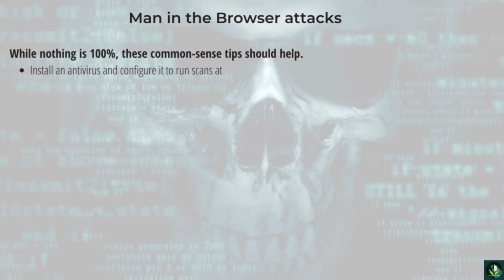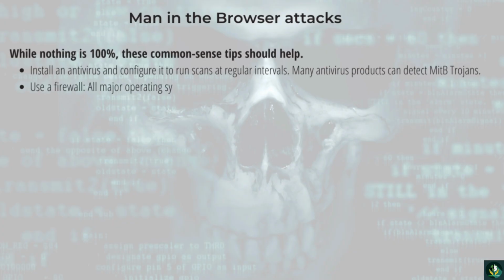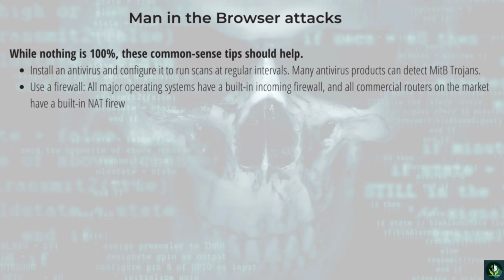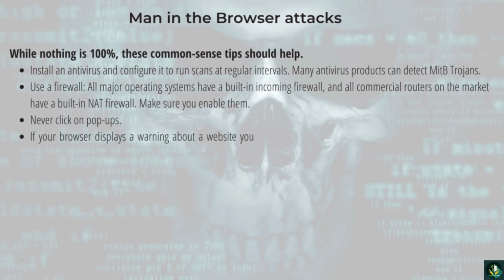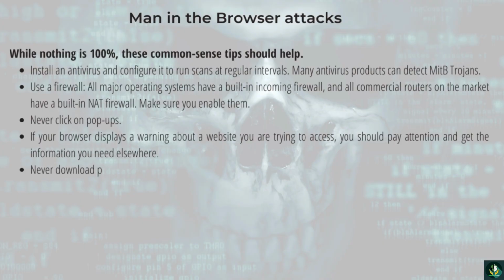Install an antivirus and configure it to run scans at regular intervals. Many antivirus products can detect MITB Trojans. Use a firewall. All major operating systems have a built-in incoming firewall, and all commercial routers on the market have a built-in NAT firewall. Make sure that you enable them. Never click on pop-ups. If your browser displays a warning about a website you are trying to access, you should pay attention and get information you need elsewhere.